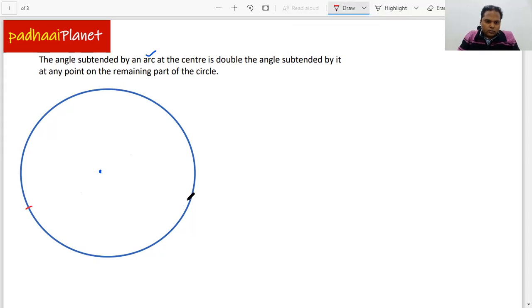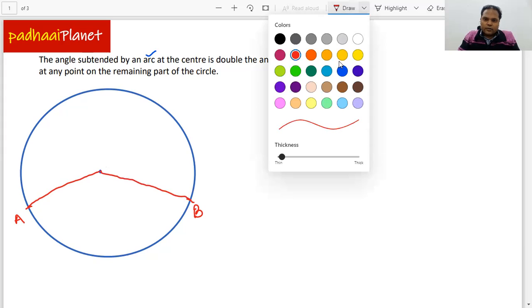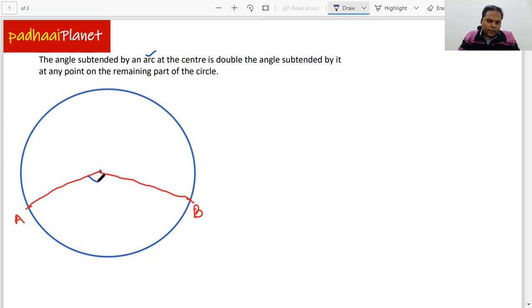So we have this as arc, and we can name it as A, and then say this is B. Now this arc AB, the question is saying that this arc AB is subtending an angle at the center. So meaning of the subtending an angle at the center means the arc is forming an angle at the center, right? This is the angle which arc is forming at the center, or we can say the arc is subtending at the center.